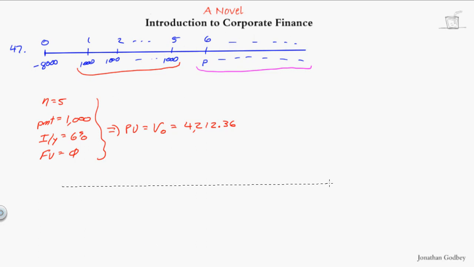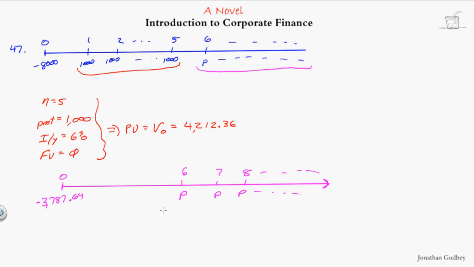then look at the other set. That means for these, you're willing to pay how much? $3,787.64 to get the cash flow that starts in year 6, year 7, year 8. It goes forever. I just don't know what that payment is. Okay, so does that make sense? We're buying two chunks of cash flows for $8,000. The first one's worth $4,200, so the next one's worth $3,700.